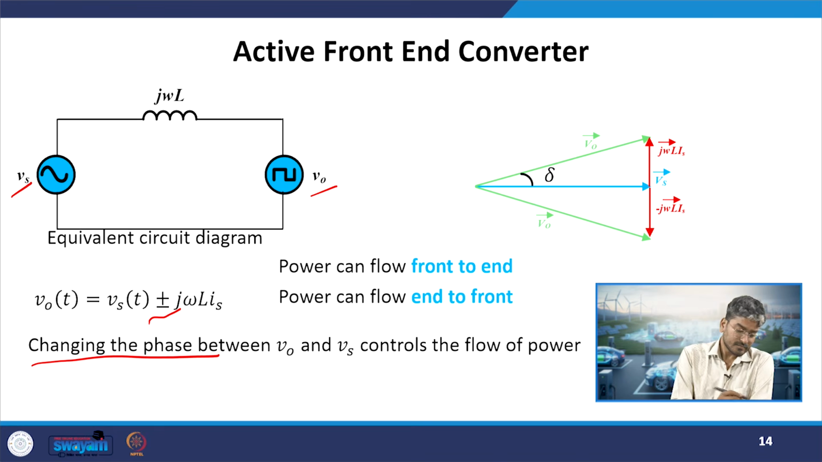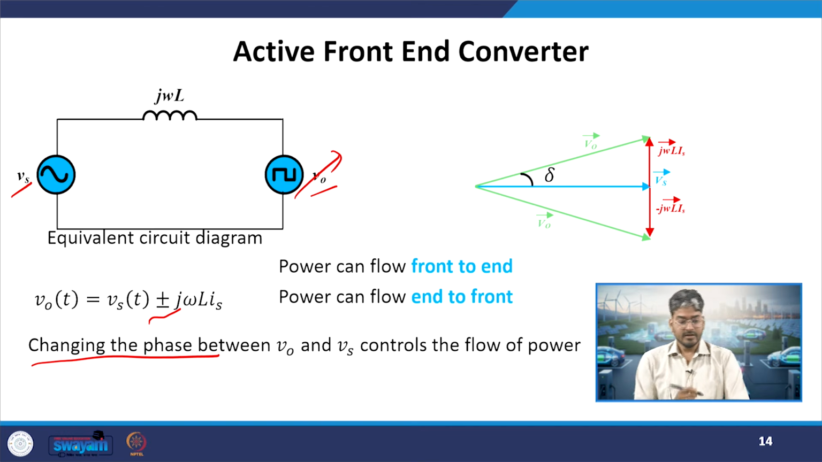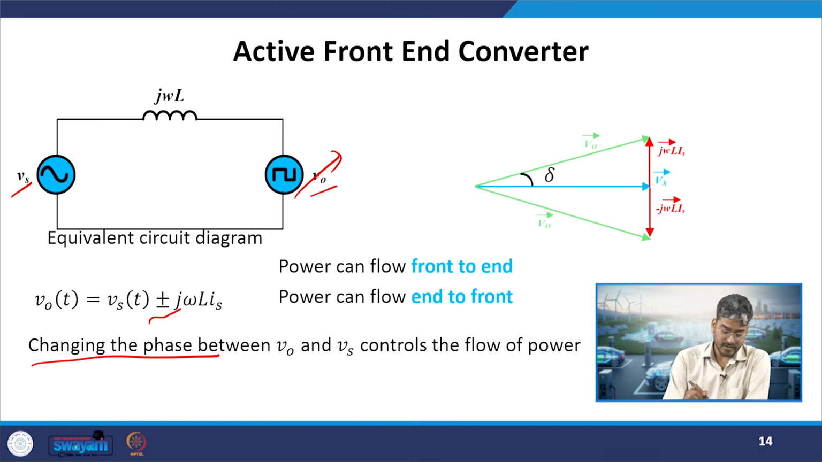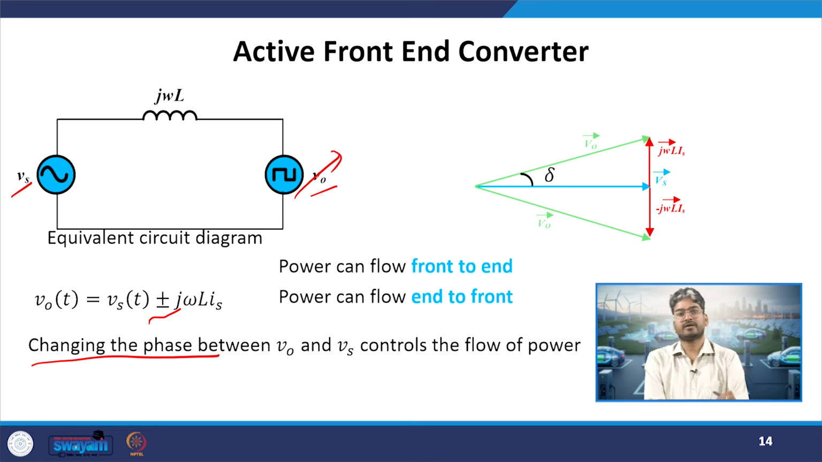So if I want to control the flow of reactive power into the charger or out of the charger, I have to regulate the voltage. By angle, I can regulate the active power. Because of this phenomenon, the flexibility of making the power flow in both directions, we call this type of converter an active front end converter.